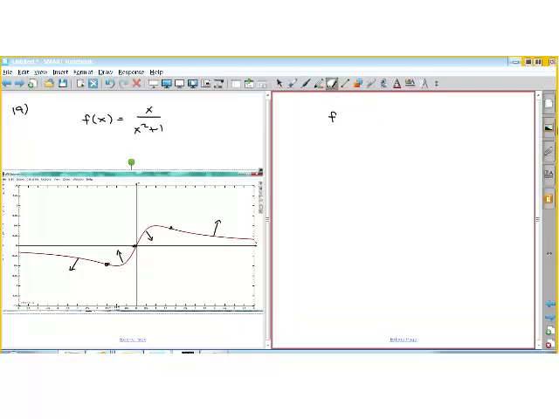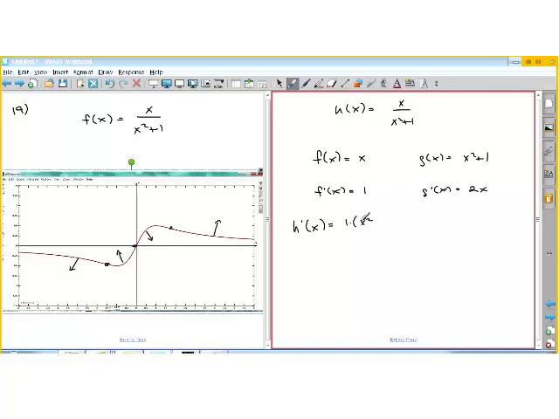So we take the first derivative, and I'm going to call it h again just because it's a quotient. Let's say f of x is the numerator and g of x is the denominator. We take the derivative of each, and then we use the quotient rule. So h prime of x is equal to 1 times x squared plus 1 minus x times 2x, all divided by x squared plus 1 quantity squared. Up here, 1 times x squared is x squared, and x squared minus 2x squared is negative x squared, so we get negative x squared plus 1.